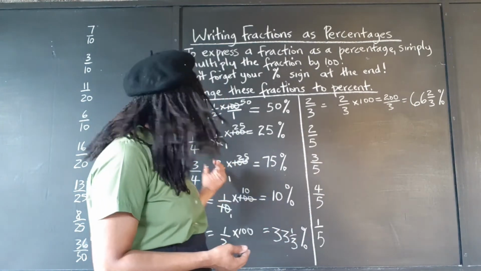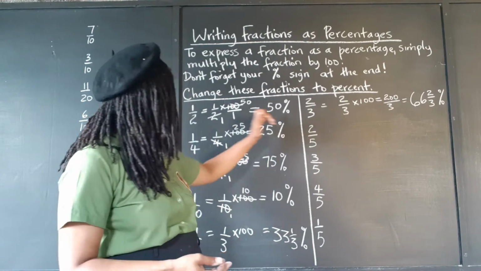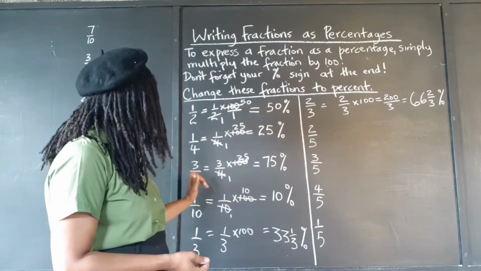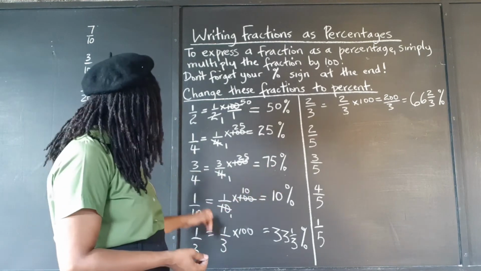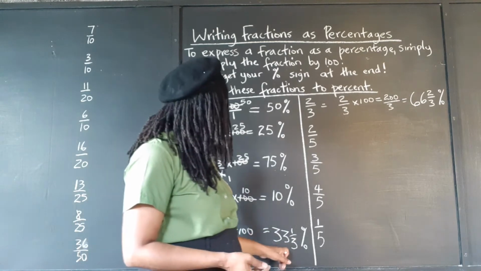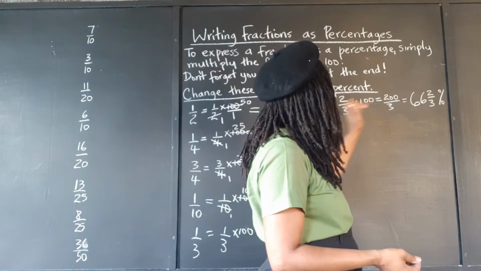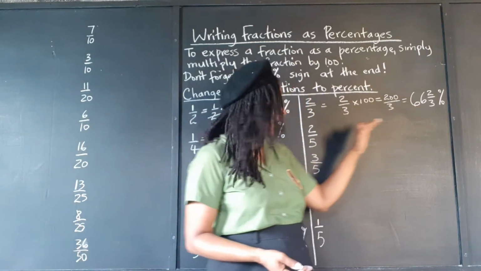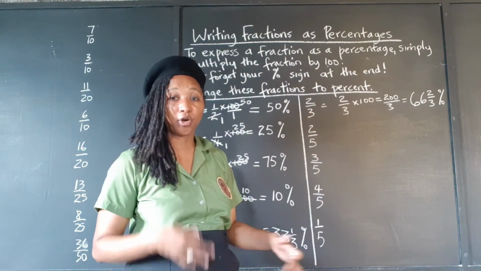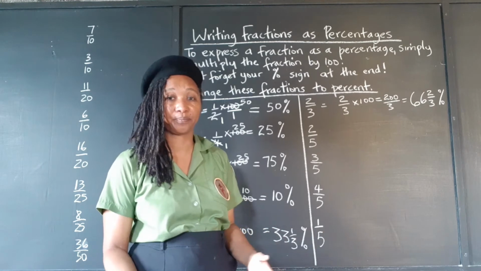Whenever you see these fractions, know that a half is 50%, know that a quarter is 25%, 3/4, 75%, 1/10, 10%, 1/3, 33 and 1/3%, 2/3, 66 and 2/3%. And the rest of these two are pretty common. You're going to see them all the time, right?